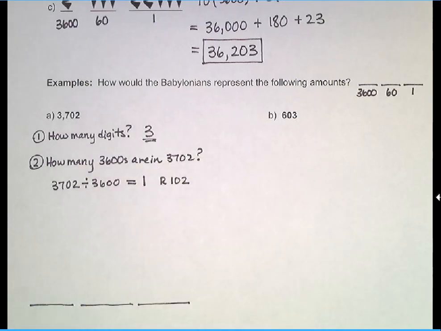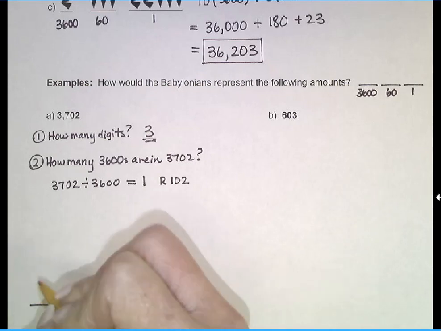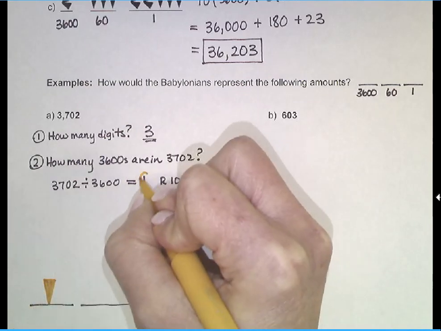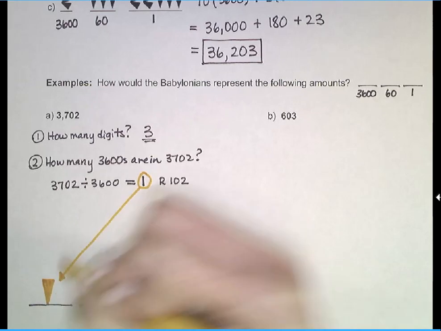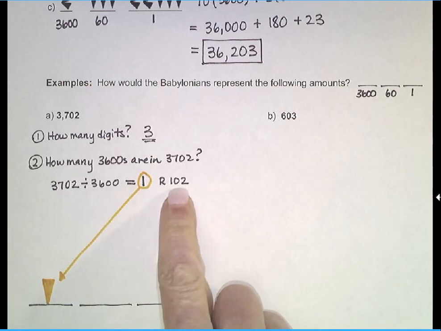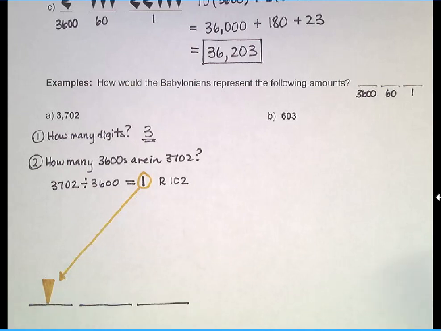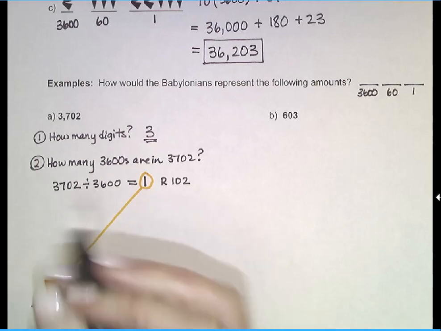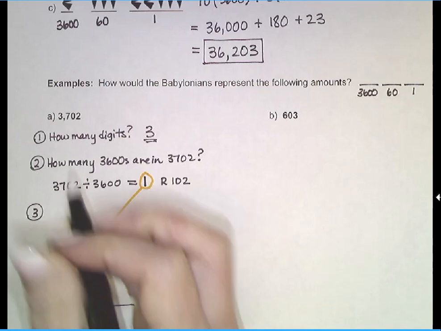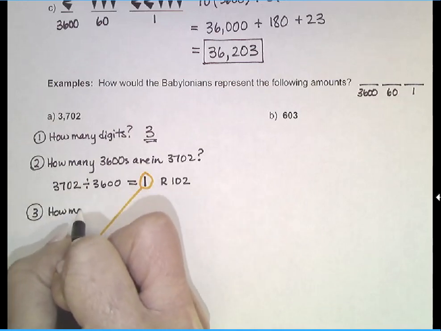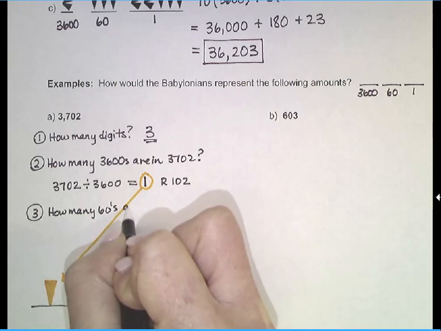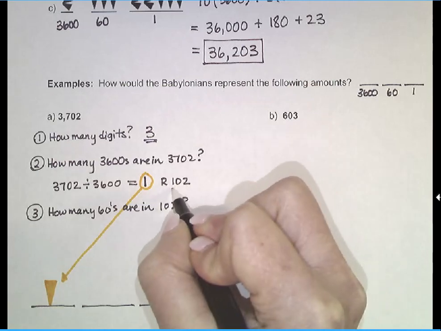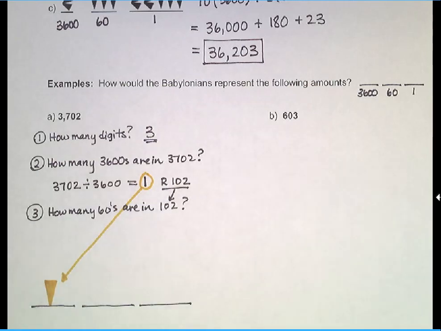So it goes in there once. So that means you have 1 3,600. So we're going to draw that right here. Here's our 1 in our 3,600s spot. And now I have 102 left over, so my next line is going to be dealing with the 102. So I've got my 3,600 already accounted for. There's one of them. So then I'm going to say, okay, now I'm moving to 60s. How many 60s are in the remainder? How many 60s are in 102?